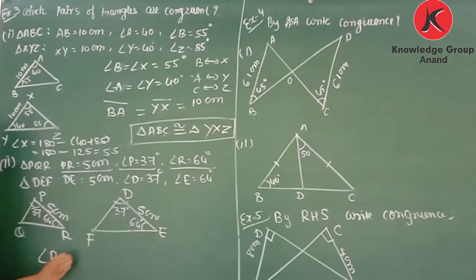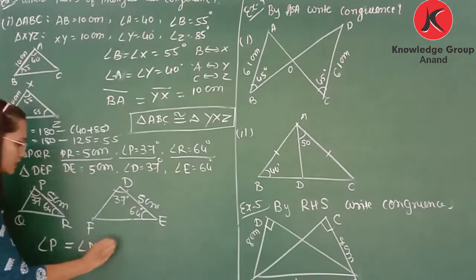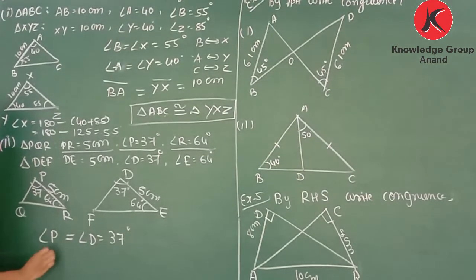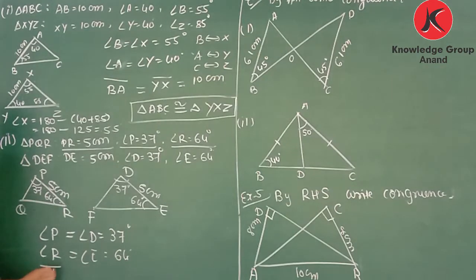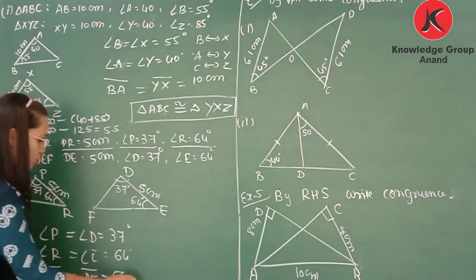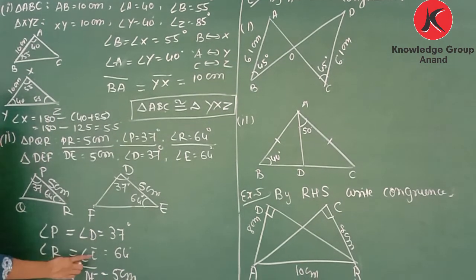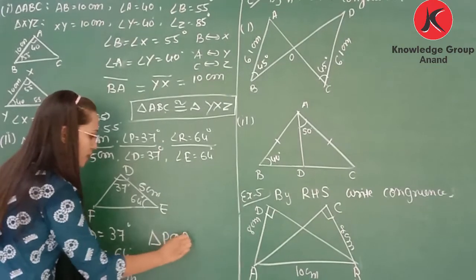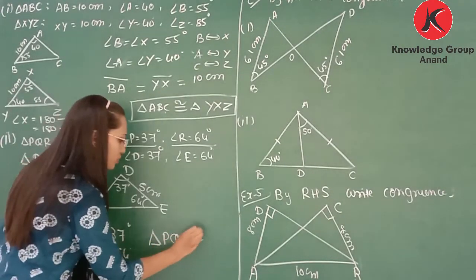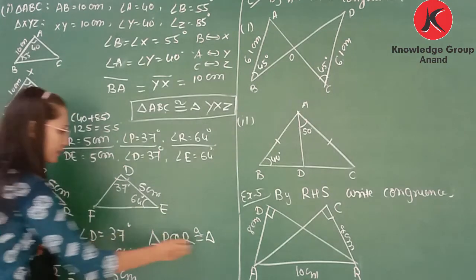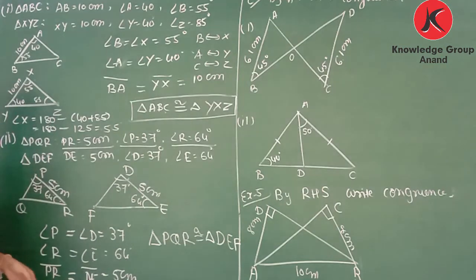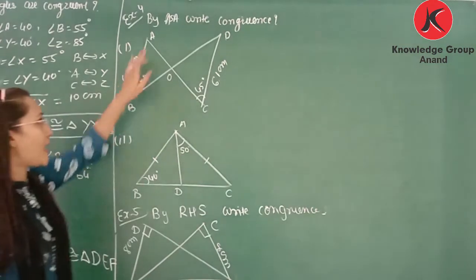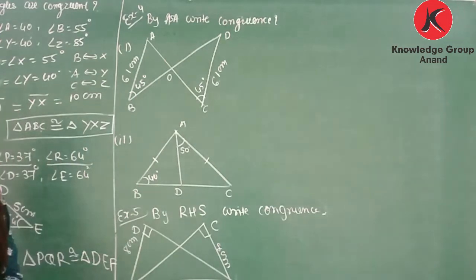So we can write angle P is equal to angle D is equal to 37 degrees. Angle R is equal to angle E is equal to 64 degrees, and the included side is also equal, 5 centimeters. So we can write P corresponds to D, R corresponds to E. So we have triangle PQR is congruent to triangle DEF. Okay. Now next. So here, by the ASA criterion, write the congruency.